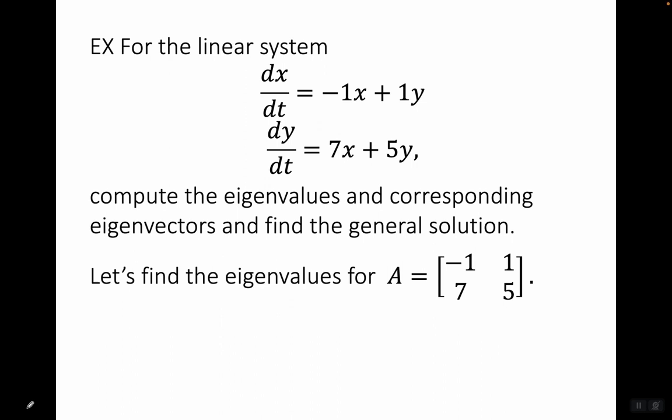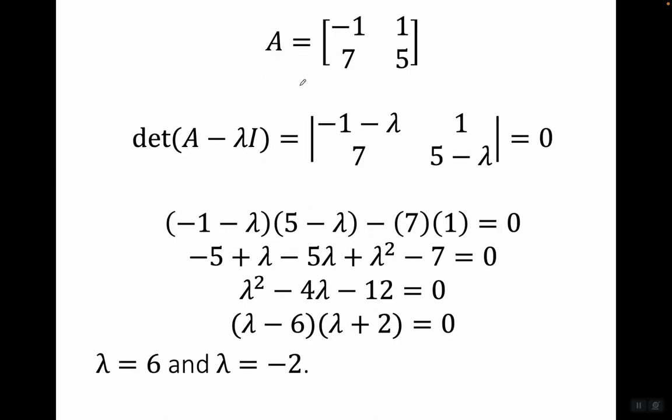First, let's find the eigenvalues of the matrix negative 1, 1, 7, 5. We know how to do that. So here's our matrix. We look at the determinant of A minus lambda I. In other words, we put lambdas along the diagonal and take the determinant of that. I'll multiply it out. Negative 1 minus lambda times 5 minus lambda, minus 7, equals 0. In other words, negative 5 plus lambda minus 5 lambda plus lambda squared minus 7 equals 0. That simplifies to lambda squared minus 4 lambda minus 12 equals 0.